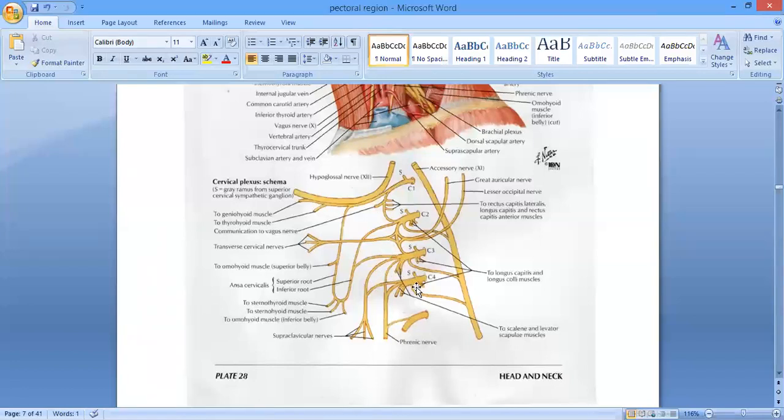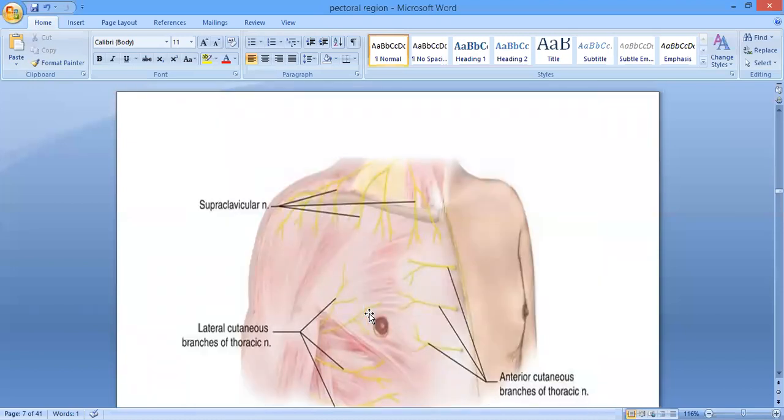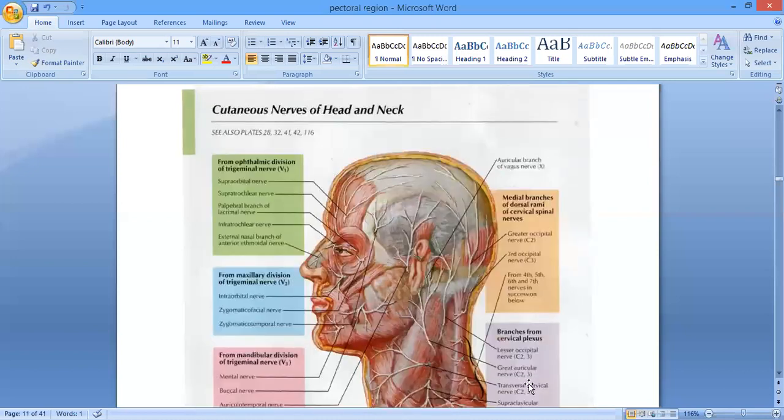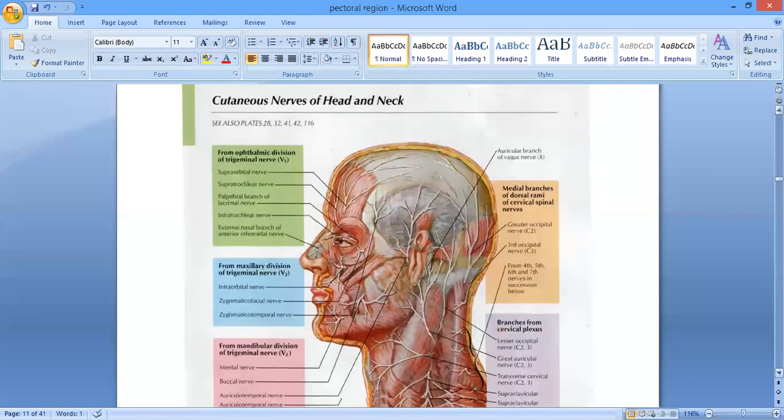Now the supraclavicular nerve. The supraclavicular nerve is formed by C3, as you can see, this C3 here and C4. C3 and C4 join each other and form the supraclavicular nerve, right? And that supraclavicular nerve divides into the medial, the intermediate and the lateral supraclavicular nerves. Is it clear? You see how the supraclavicular nerves are formed, by the branches of C3 and C4 joining each other.